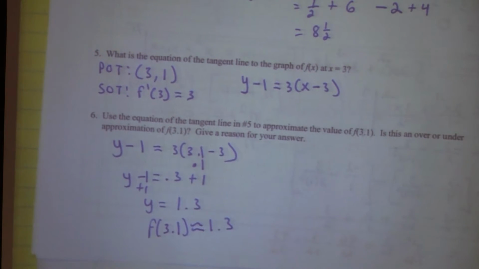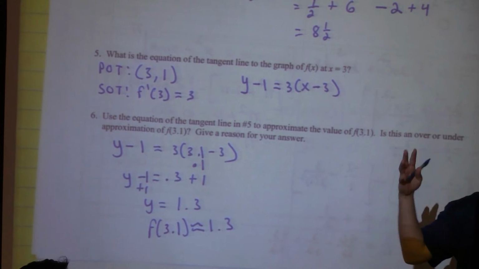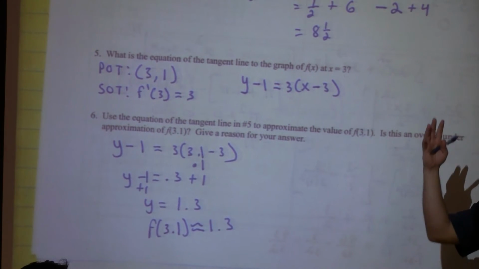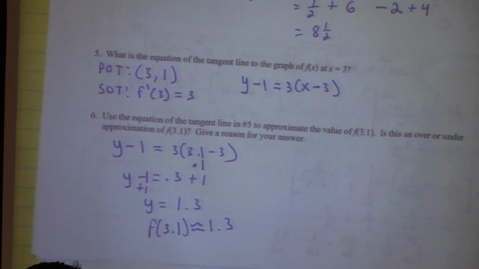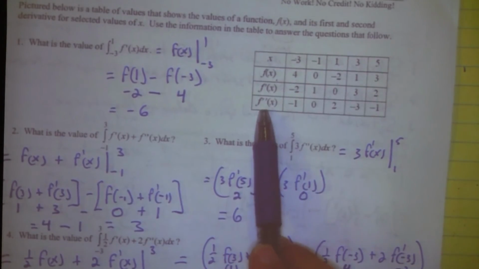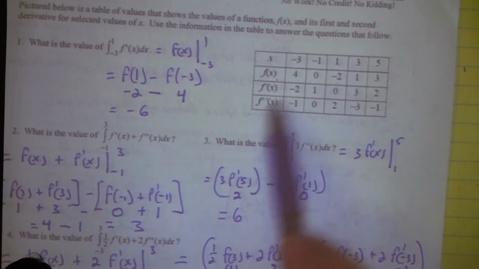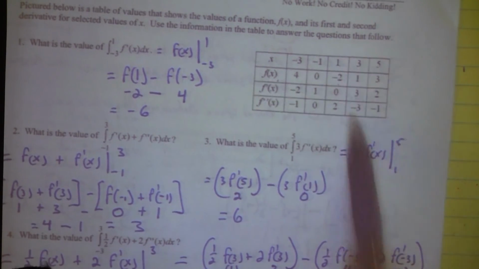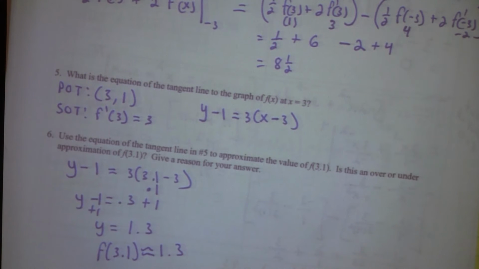How do I determine if it's an over or an under? Concavity, right? What describes concavity? The second derivative. If it's positive, it's concave up. If it's negative, concave down. Okay, so what's the concavity at 3? How do we know the concavity at 3? The table. Second derivative. That's why they gave you that, right? So the second derivative at 3 is negative 3. So we know that this curve is concave what? Down, making my approximation an over, right?